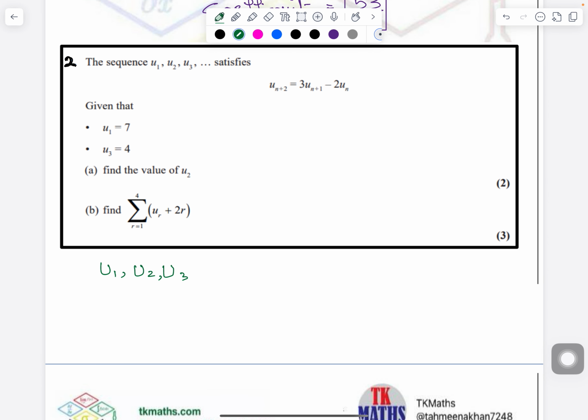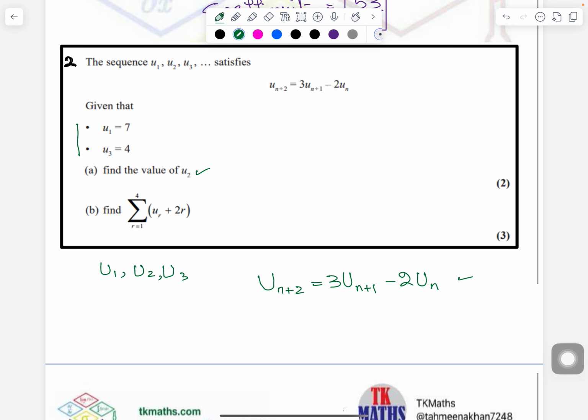Now how they are expanding, how it is gotten is given here with the help of this formula: U(n+2) = 3 times term U(n+1) minus 2 times term Un. Right. Now what is given to us here, it is written given that. Now in given that, you know u1 is 7, u3 is 4. So what we have to find out, we have to find out u2.